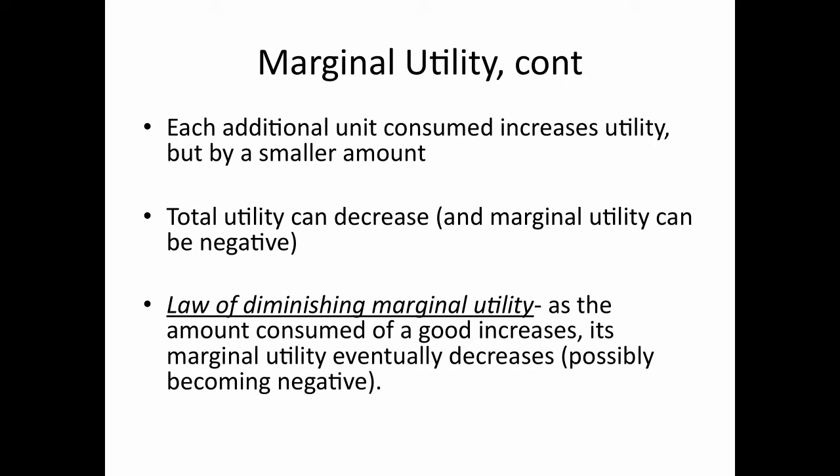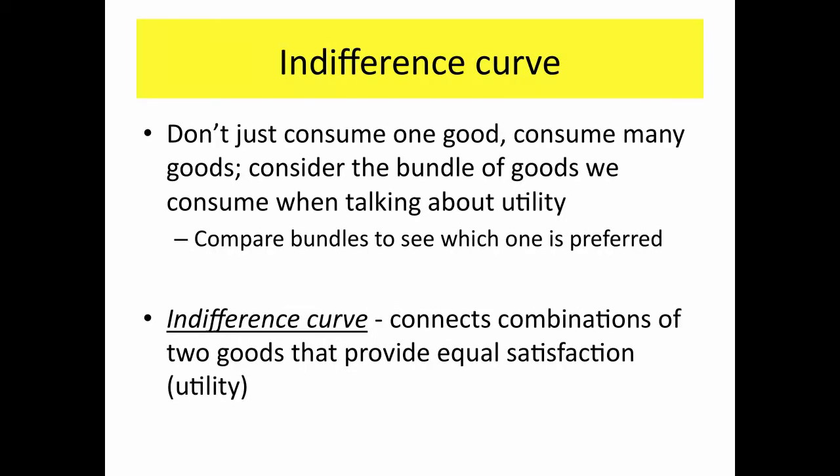And like production, we also deal with the law of diminishing marginal utility. The idea here is that as the amount of consumed good increases, marginal utility will eventually decrease and possibly become negative. So really what we're getting at when we say that each additional unit consumed increases utility by a smaller amount is a statement about the law of diminishing marginal utility. In particular, that as you consume more, the law of diminishing marginal utility comes into play.